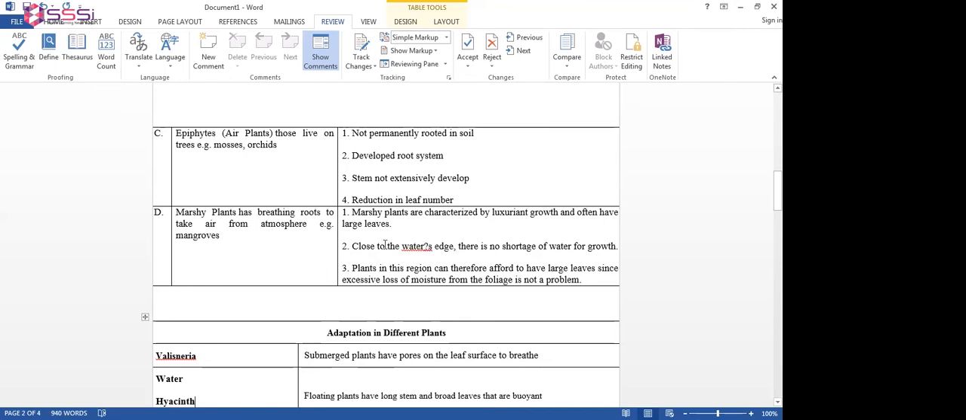Next is they are close to the water's edge. There is no shortage of water for growth. So they are grown near the water pond or rivers, so they can have a lot of water. There is no problem of water for them. So plants in this region can therefore afford to have large leaves since excessive loss of moisture from the foliage is not a problem. Right? Moisture is intact as water is there.